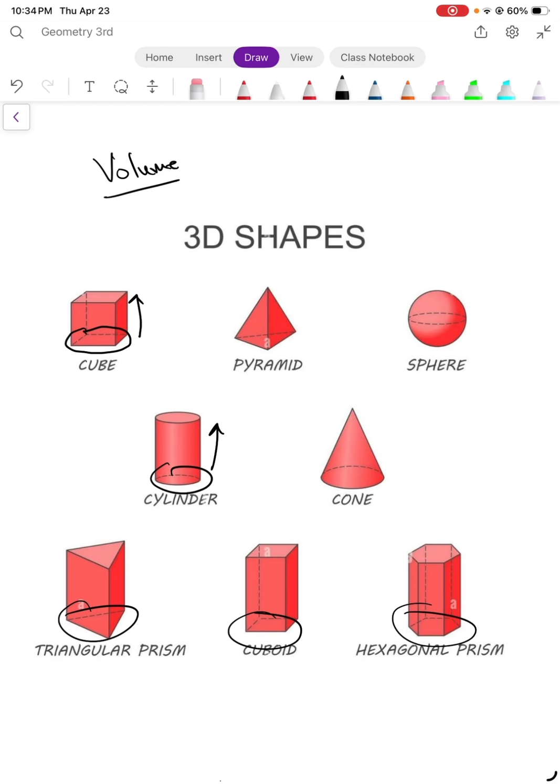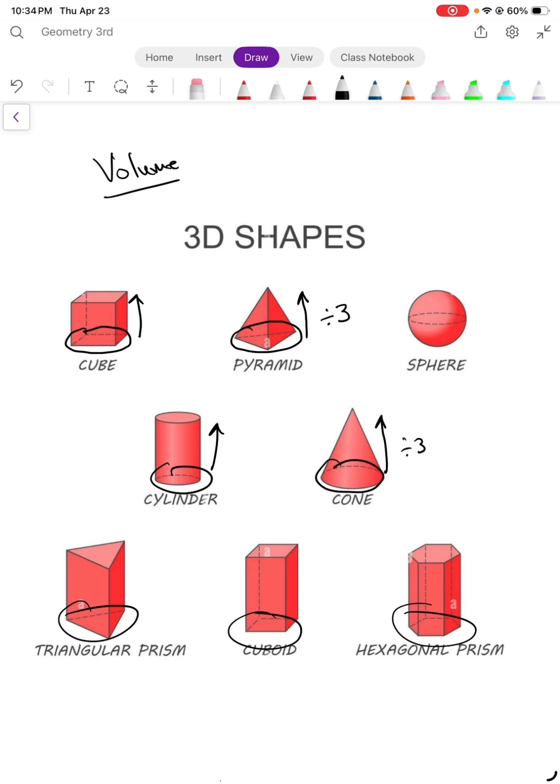Pyramids and cones, the pointed shapes, are slightly different. We're going to do the exact same thing: find the area of the bottom, multiply by how tall it is. But then for both of these, you divide your final answer by 3. Find the area of the circle, multiply by how tall it is, divide by 3.